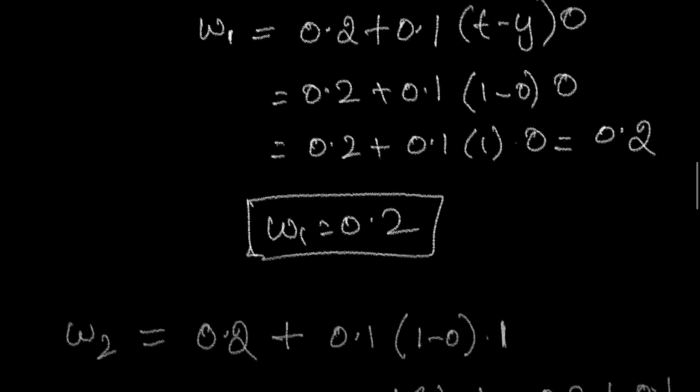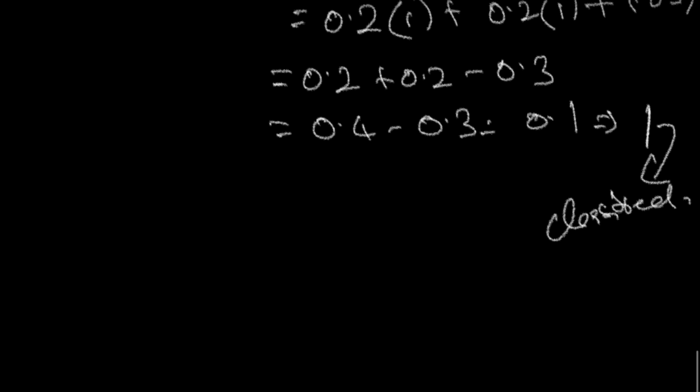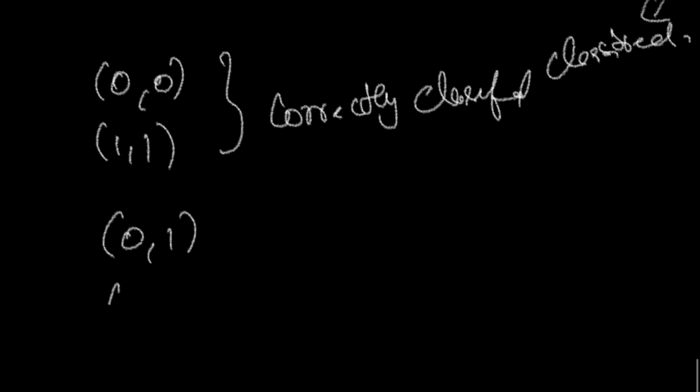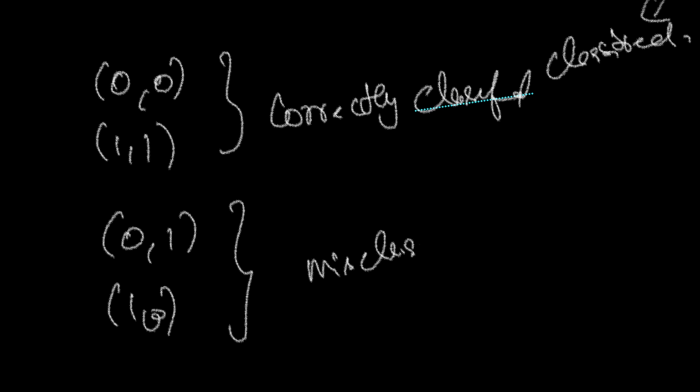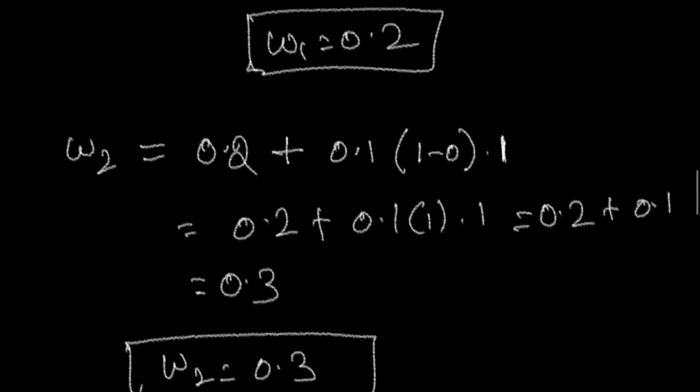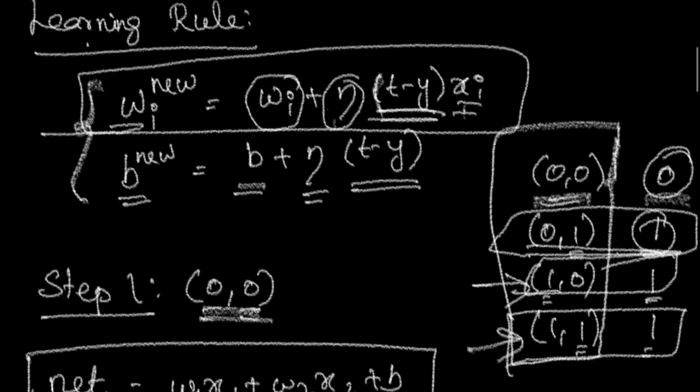So now the misclassification actually involves 0 and 1 and 1 and 0, while 0 and 0 and 1 and 1 are correctly classified. So this is the problem here. Now if I want to turn the misclassification into a rightly classified model, we have to adjust the weights and bias using the learning rule.